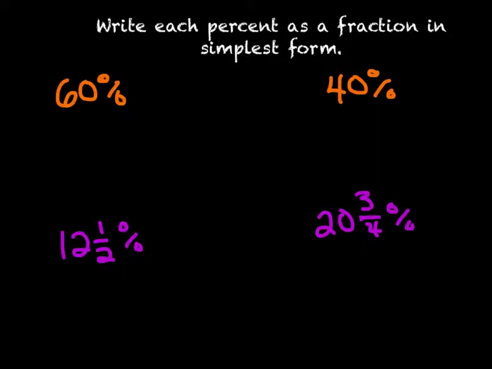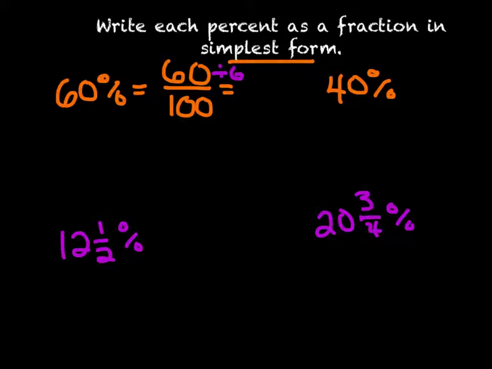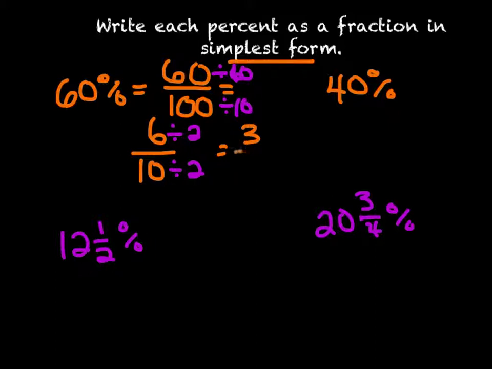If 60% is a number out of 100, we could rewrite it as 60 over 100. Then we simplify, because we need simplest form. We could divide the top by 10 and the bottom by 10. We then get 6 over 10, and we can see these are both even numbers, so we could divide the top by 2 and the bottom by 2, and we get 3 over 5. So 60% as a fraction in simplest form is 3/5.